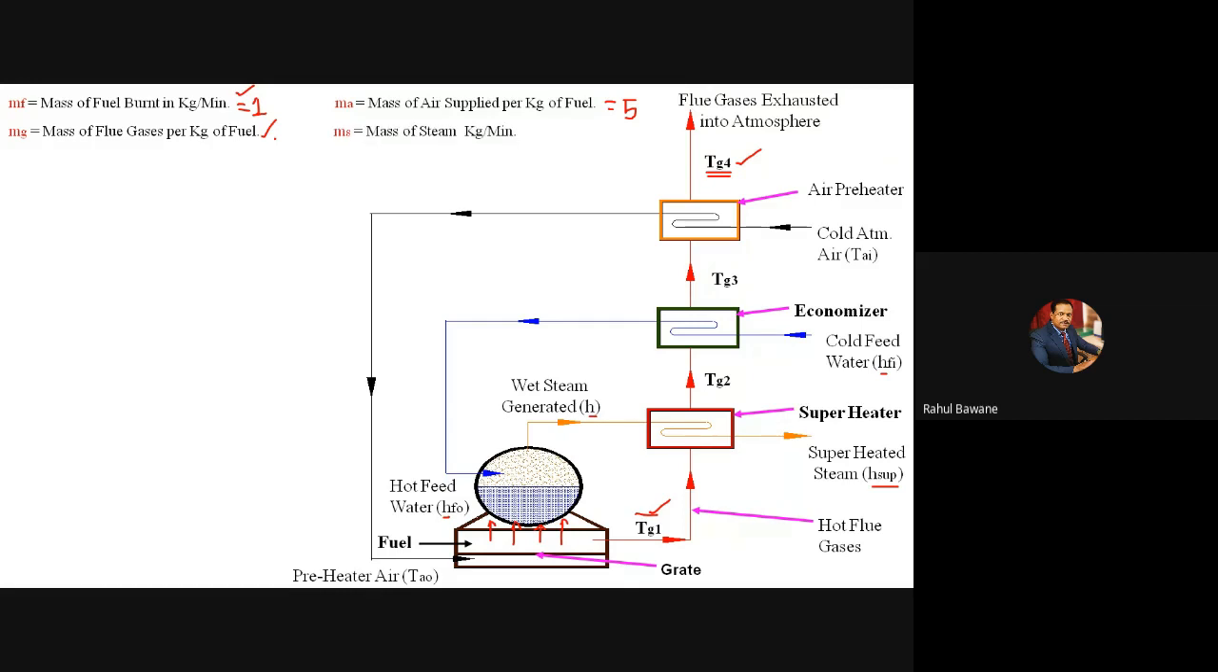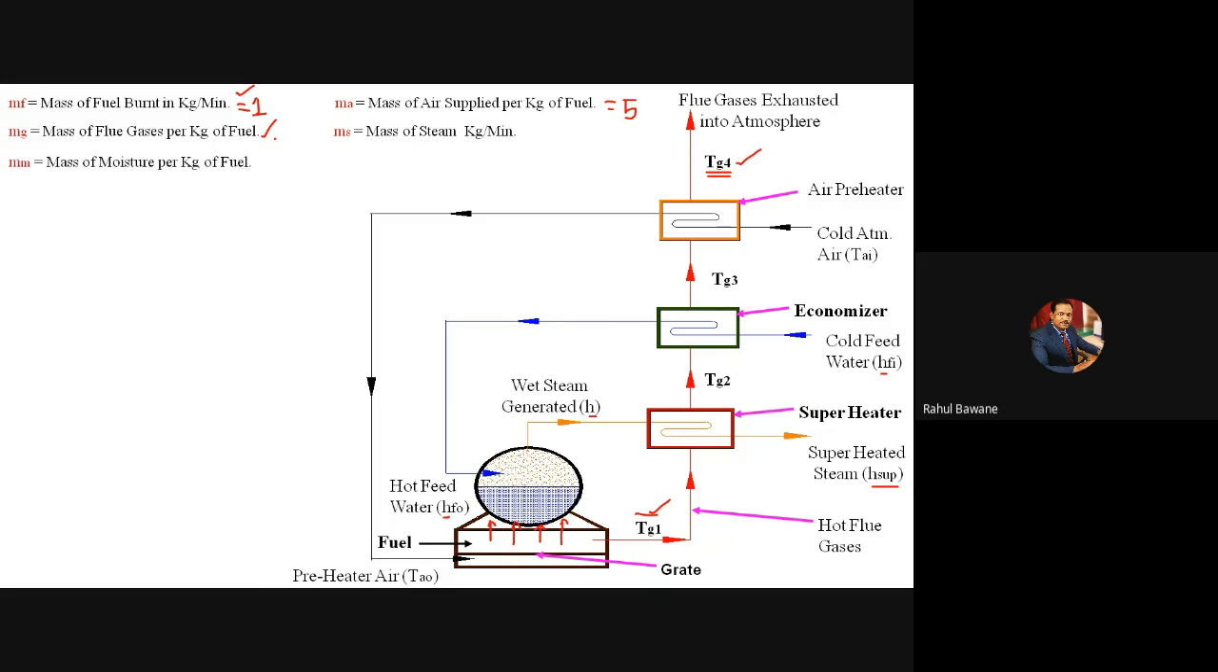Next, mass of steam. So mass of steam is given in kg per minute, even though it can be given in kg per kg of fuel. That is also possible, but in most of the cases it is given in kg per minute. That means with respect to time. So rate is given.